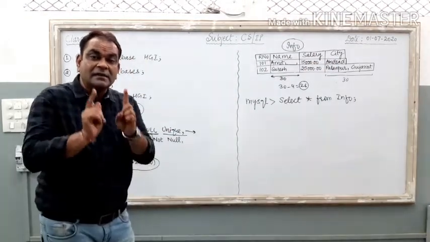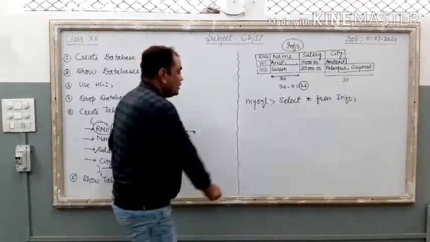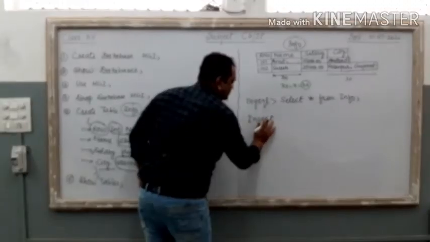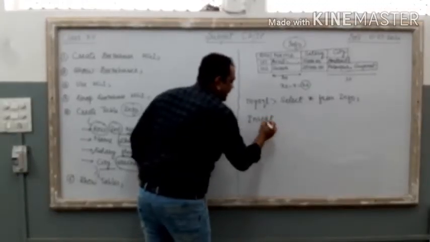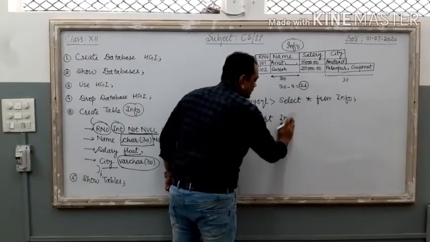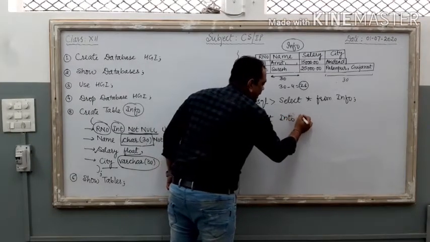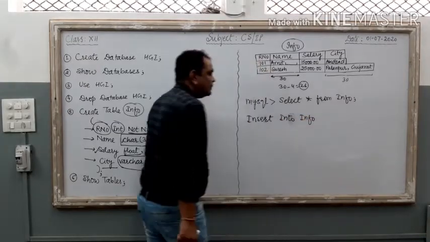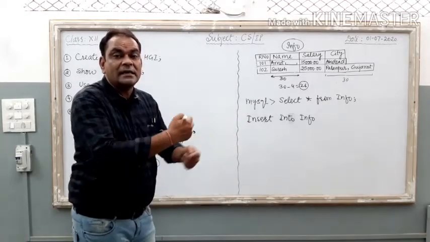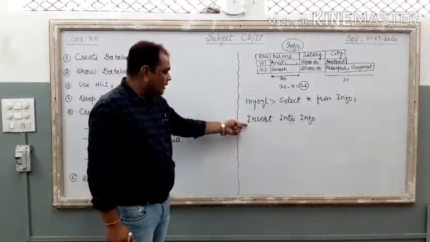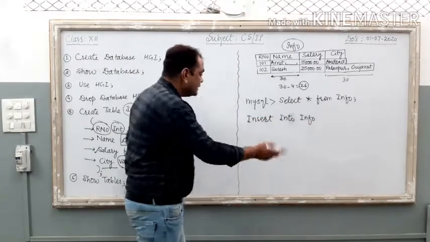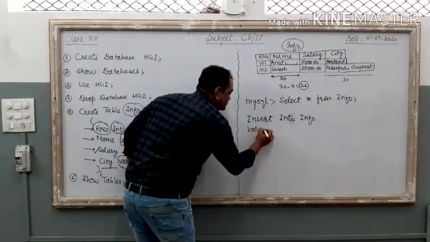Here the command is insert into. Now the command is available in 2 different formats. Very first one: INSERT, insert, then space, into. Then I am going to write the name of the table, insert into info. The line I am going to write in front of the MySQL prompt only. So in the first line, insert into, name of the table, it is info. In the second line, values.